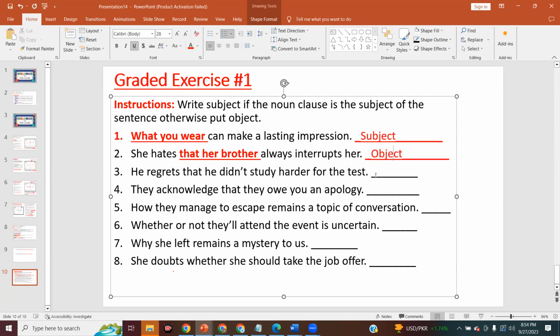Very good. Excellent. He regrets that he didn't study harder for the test. Subject. He regrets that he didn't study harder for the test. Is that subject or object? Object. That he didn't study is the noun clause. Okay. And this is going to be object.